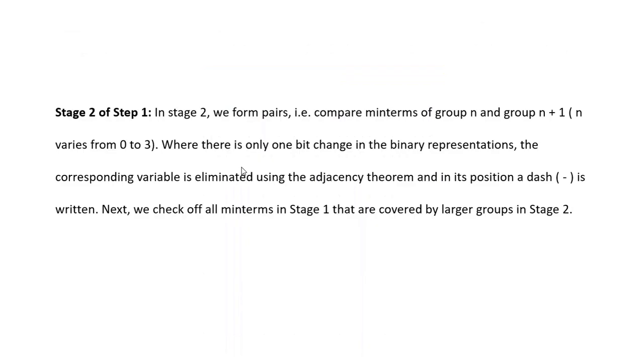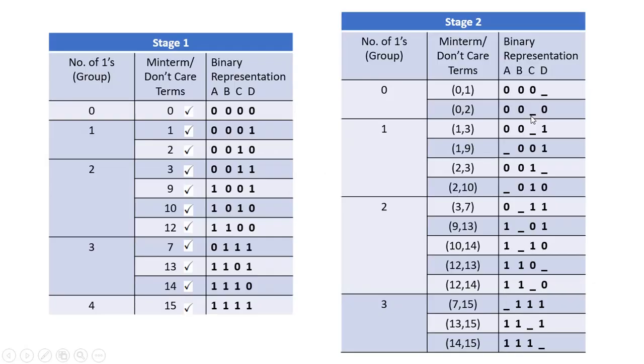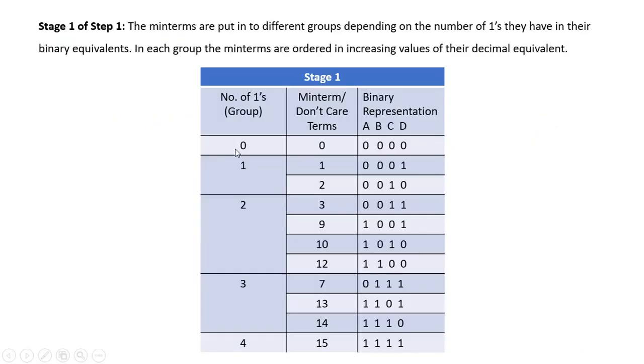Now coming to stage 2. In stage 2 we will form pairs. That means we will compare a minterm of one group with the minterms of the next group. Group n will be compared with group n plus 1. If this is group n equal to 0, then n plus 1 is 1. So this will be compared with this, not with the other groups. It will be compared only with this. Similarly group n equal to 1 will be compared with the next group only.